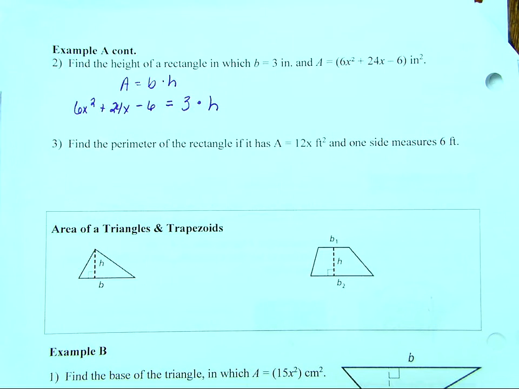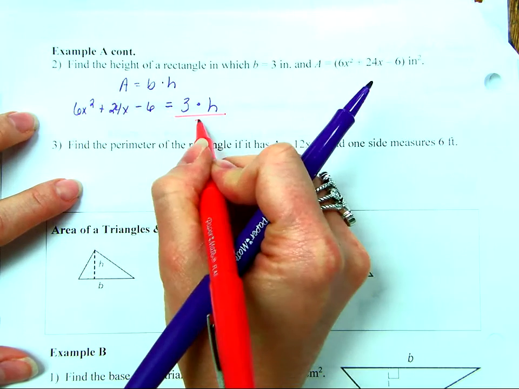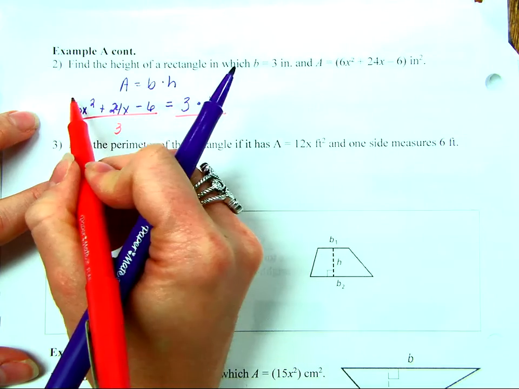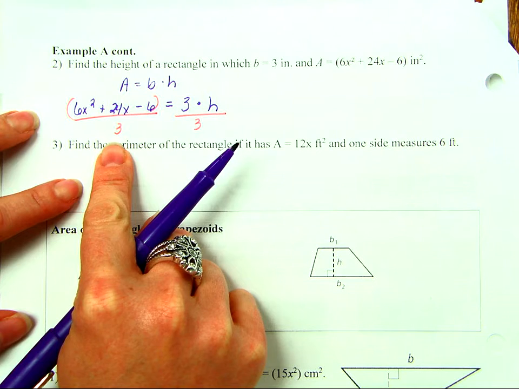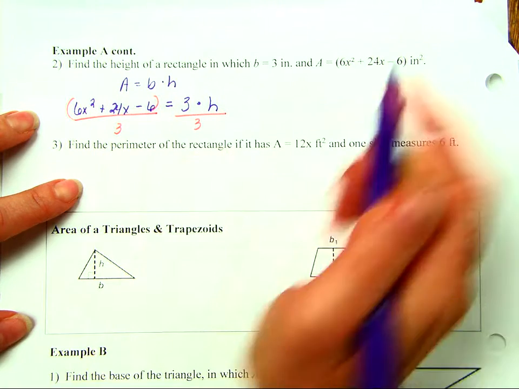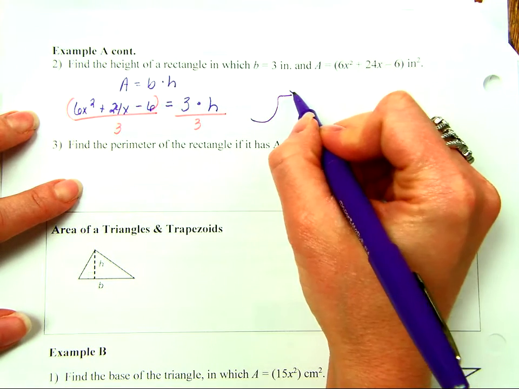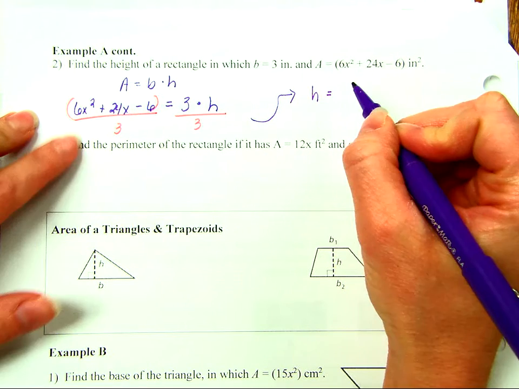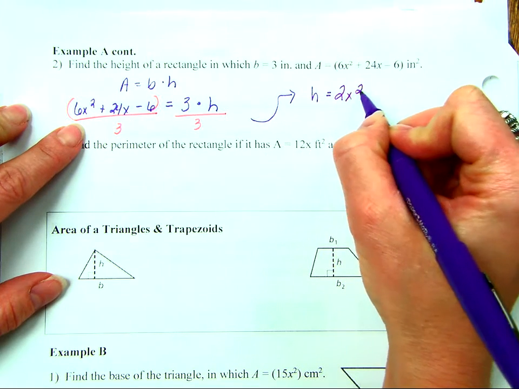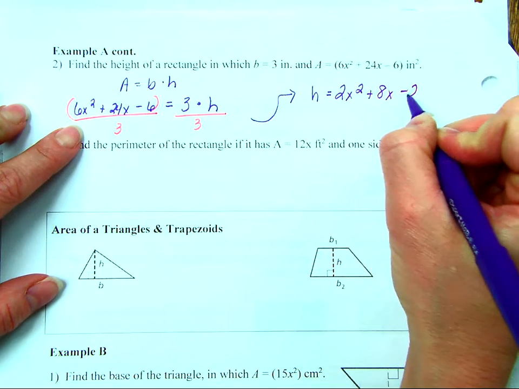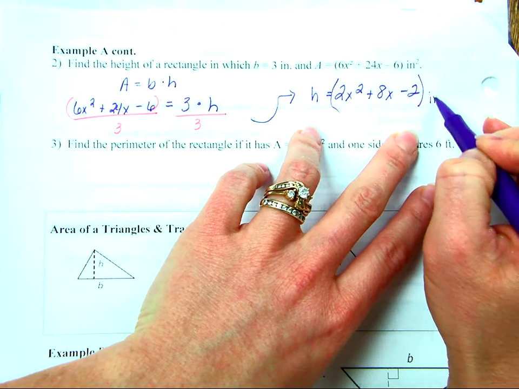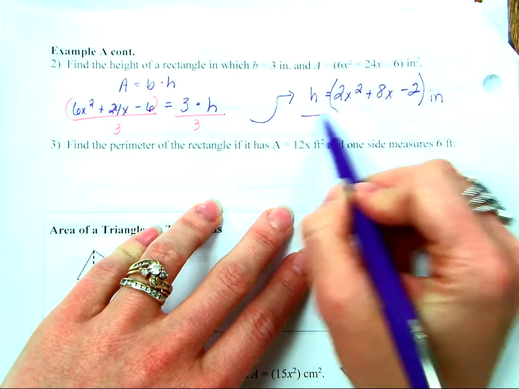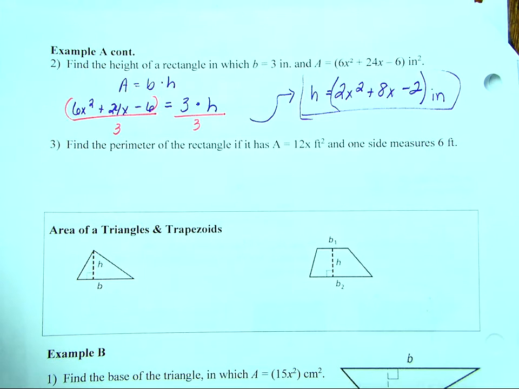I know that if I wanted to solve for h, I need to divide both sides by 3. Now I'll just remind you that when you divide by 3 on the left-hand side, we're going to be dividing each term by 3. And so we would find that our height would be equal to 2x squared plus 8x minus 2. This would be a linear unit, so this would be in inches. And that's all I'm going to do with my final answer. We're going to give it as an expression.